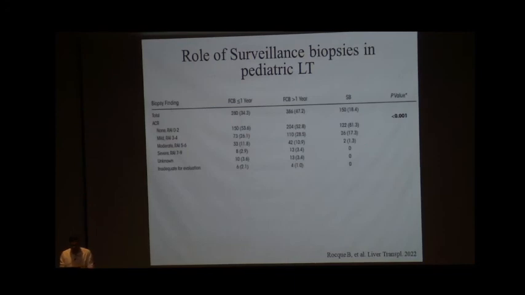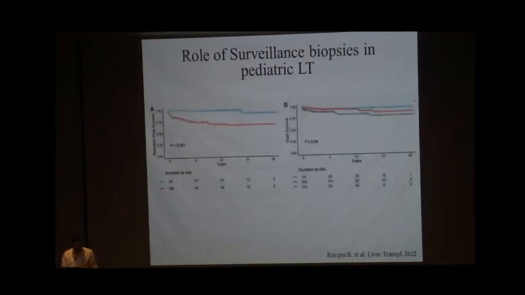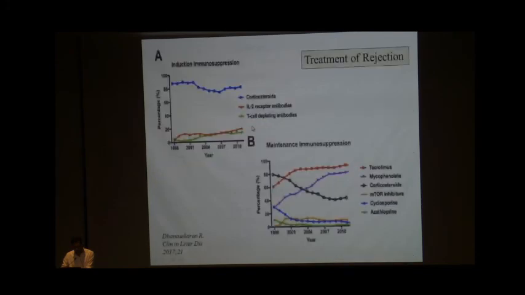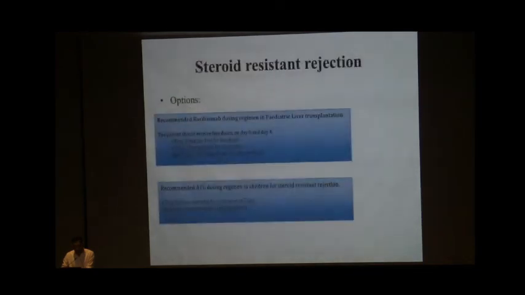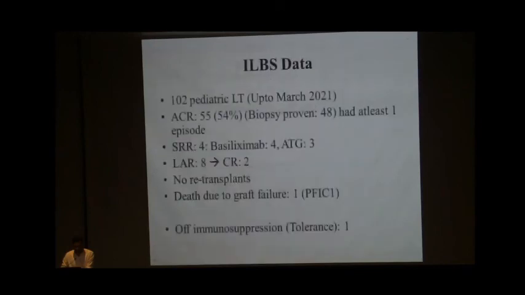Just one point on surveillance biopsies: although there are previous reports that surveillance biopsies do not help, there is a recent study on pediatric liver transplantation, 2022, that shows that in patients who received surveillance biopsies, at least 15% of them had rejection found despite AST and ALT not suggesting it, and treating them helped in improving the rejection-free survival. And I'll directly come to the data.